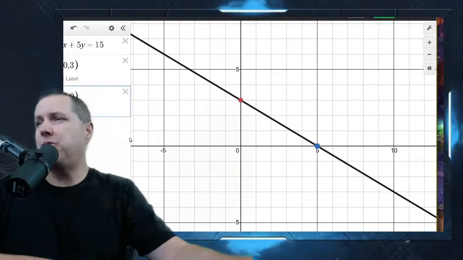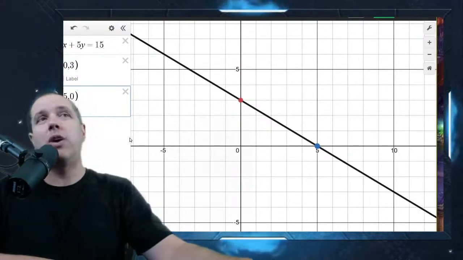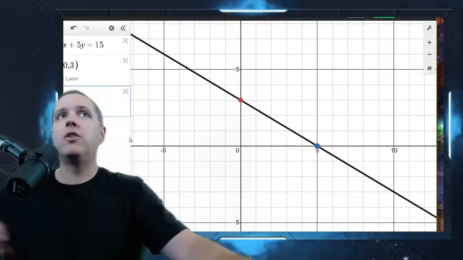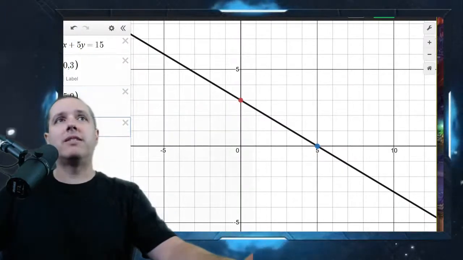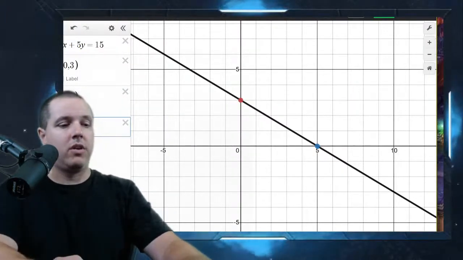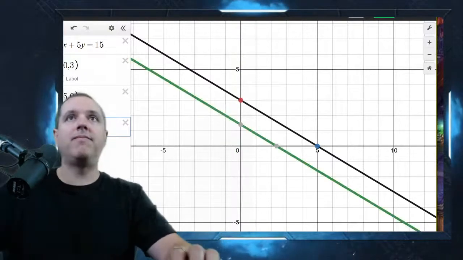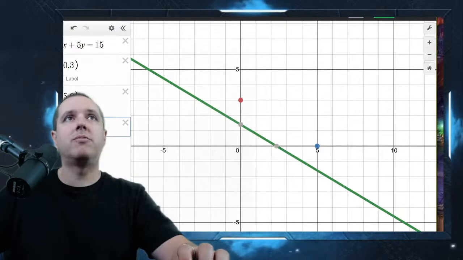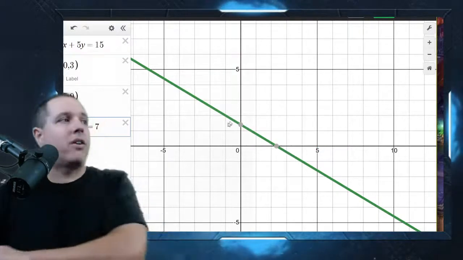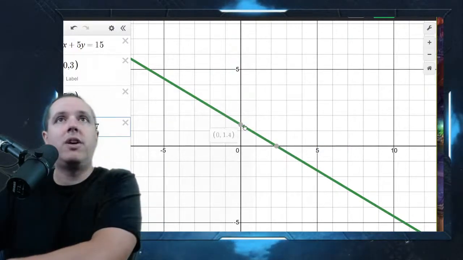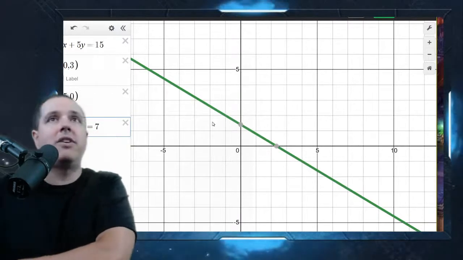So you got it. So that was pretty easy. So I go, that seemed really easy. Why don't we just do that all the time? Well, it's harder when you have something like this. 3x plus 5y equals 7. Let's get rid of these previous ones. What do you notice about our intercepts for this equation? 3x plus 5y equals 7.